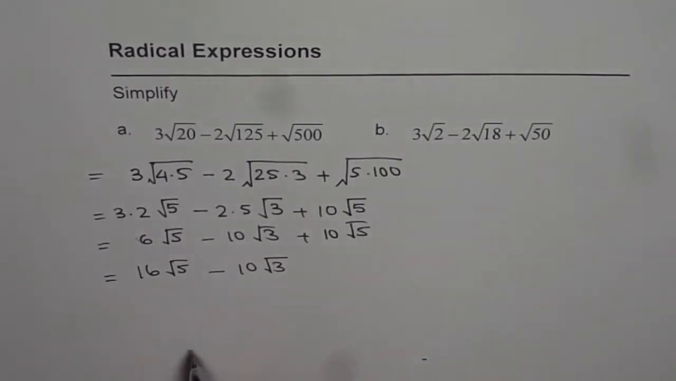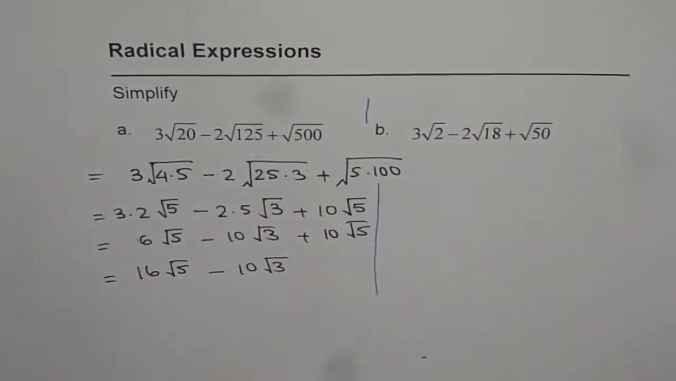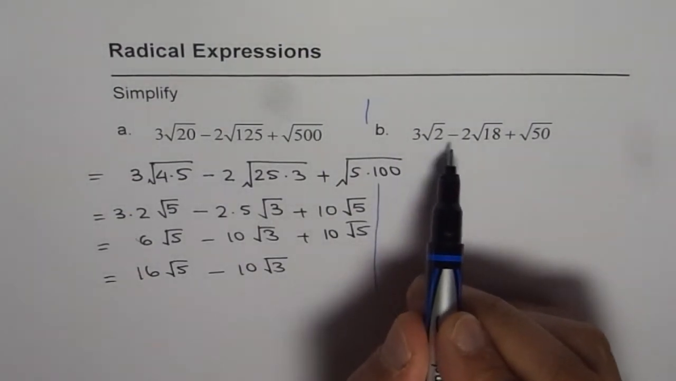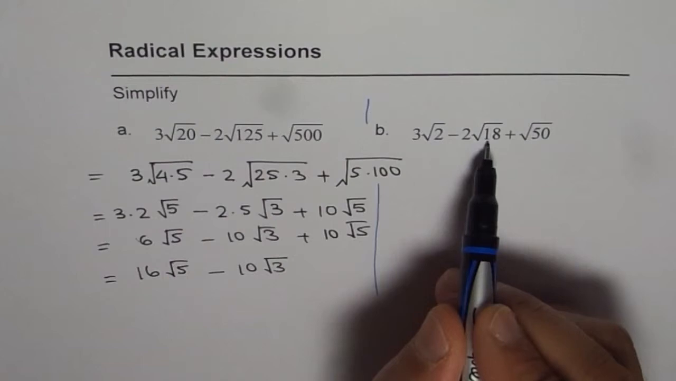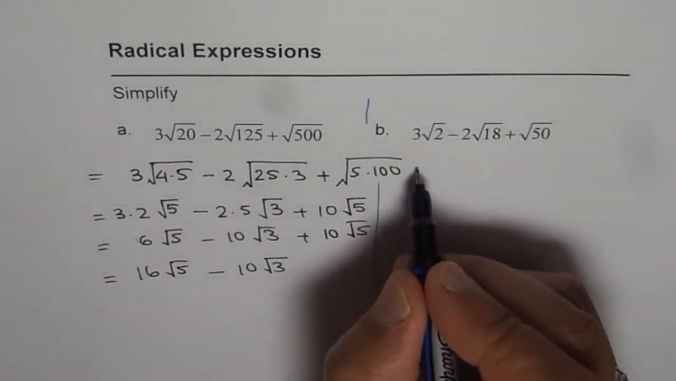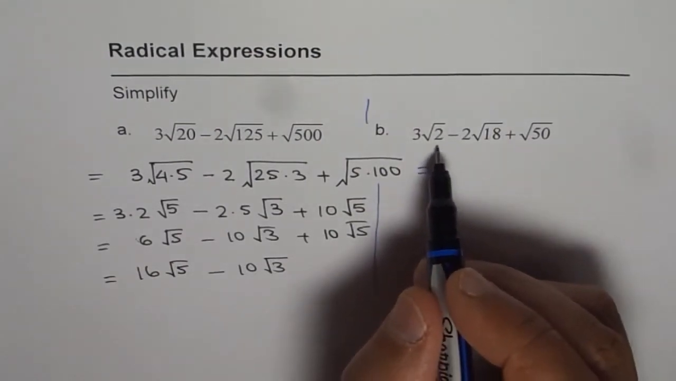So that is how we can simplify radical expressions. Let's follow these steps once again and practice. Okay, so I'll do part B now. Okay, let's do it in blue ink. We have 3 square root of 2 minus 2 square root of 18 plus square root of 50. The idea is to factor them, right? So that we get a perfect square.